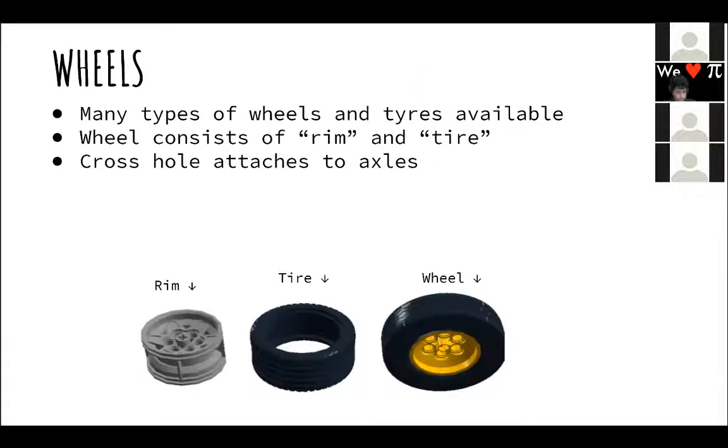Wheels. Wheels are very self-explanatory. Everyone knows what a wheel is. There's rims and there's tires. So the cross section, the rim, is what attaches to the motor. The tire is just what helps the wheel have traction. You don't have to have a tire, but it's recommended.